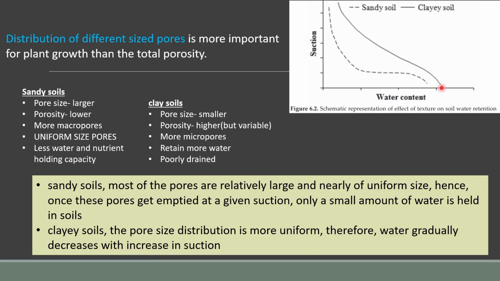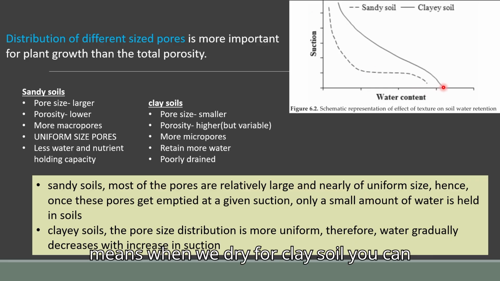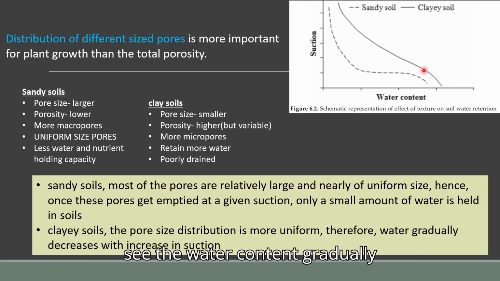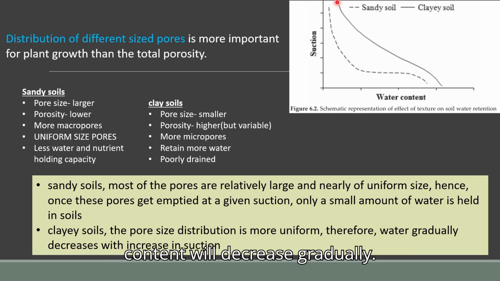When we dry, that means when we increase the suction, for clay soil you can see the water content gradually decreases, uniformly. It looks like a straight line. This is because the micropores retain more water, so water loss will not be there. It will be very slow, and the water content will decrease gradually.